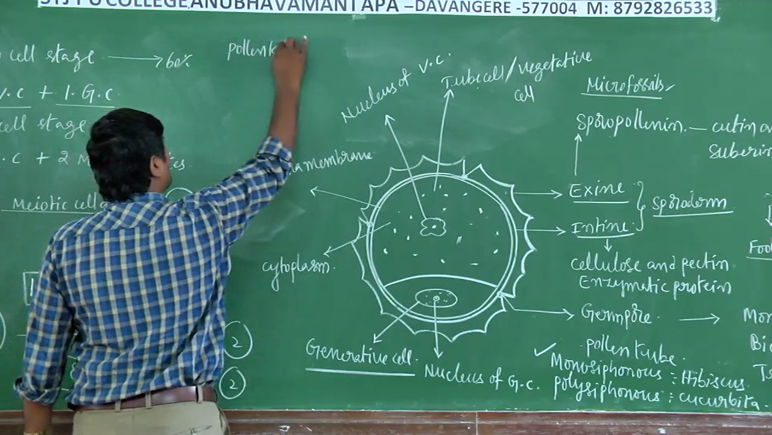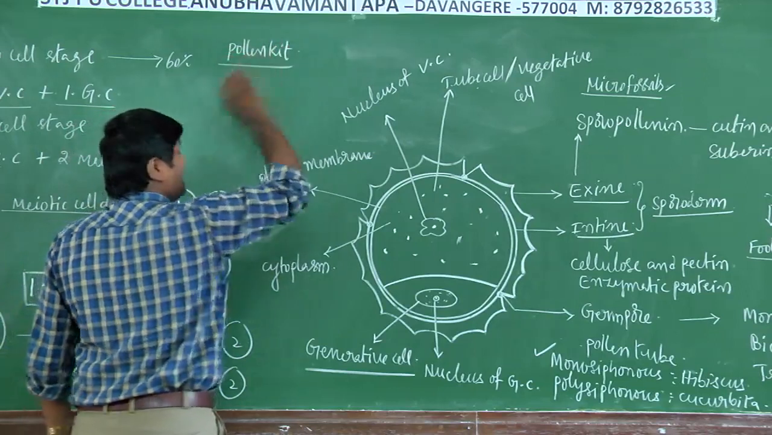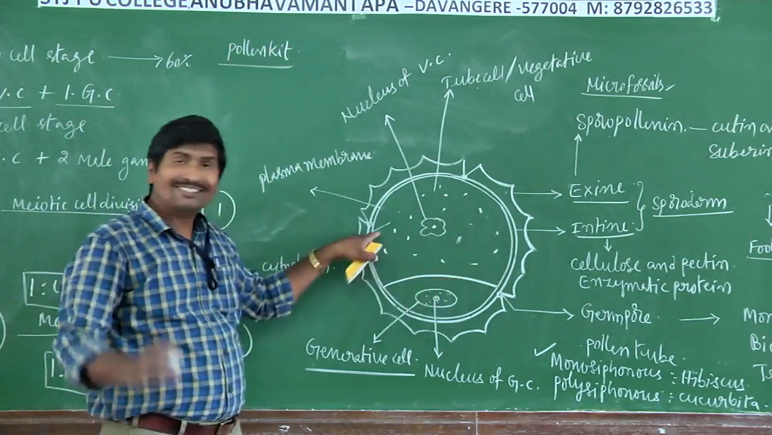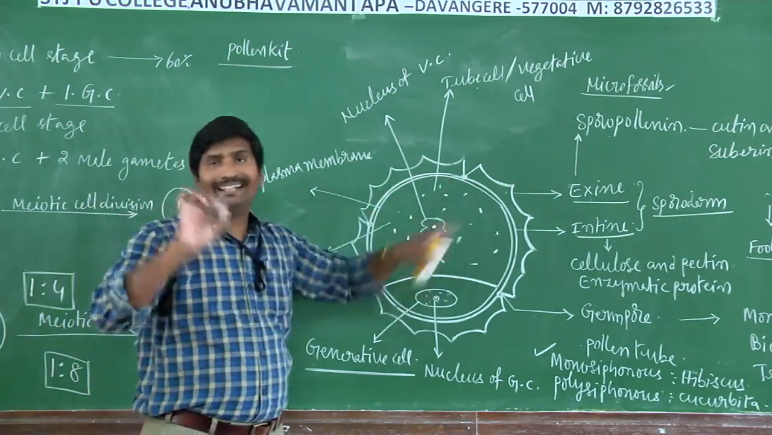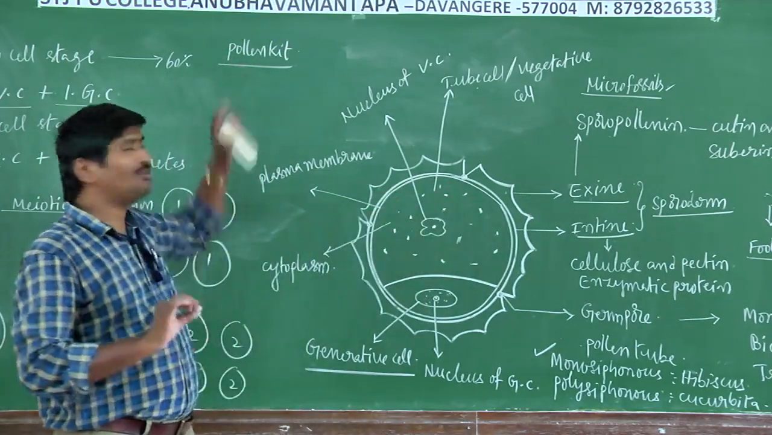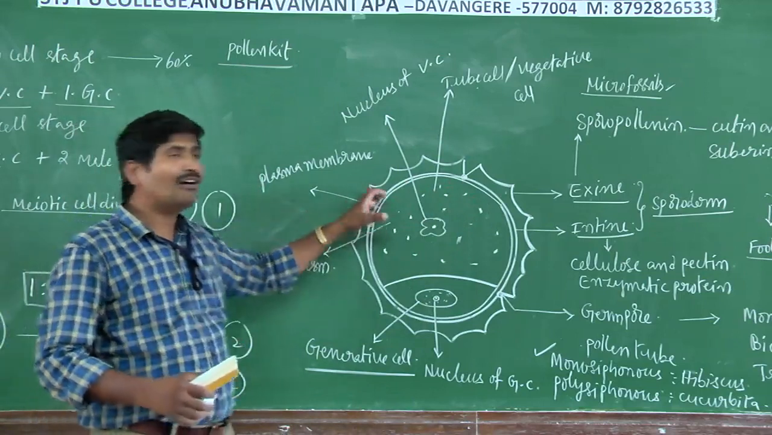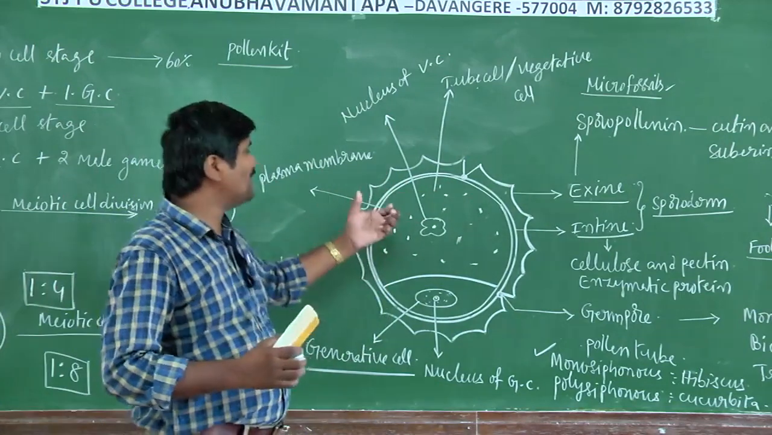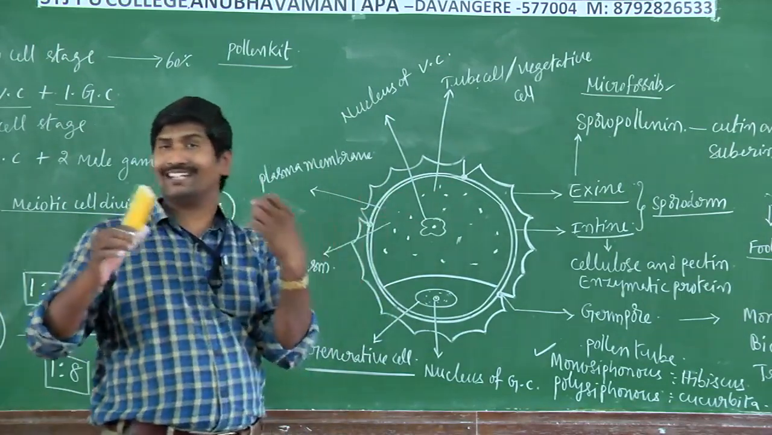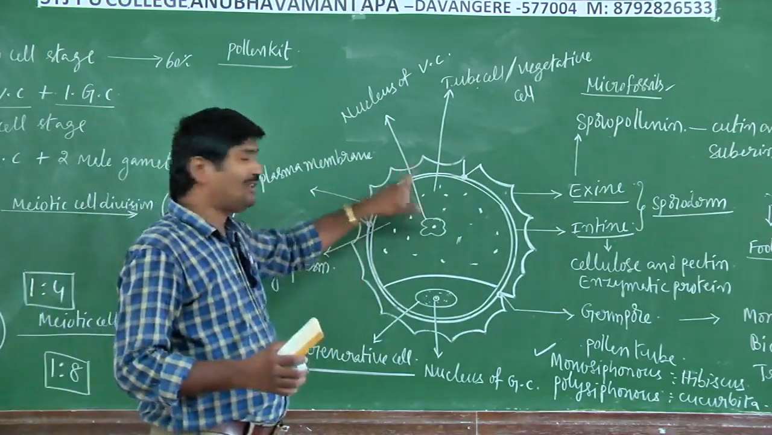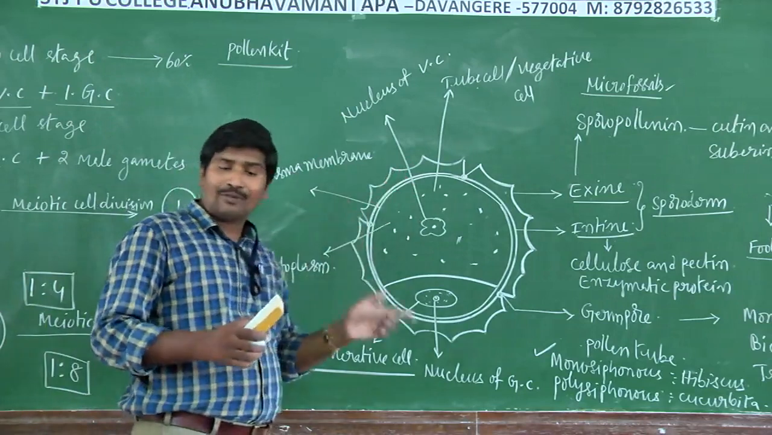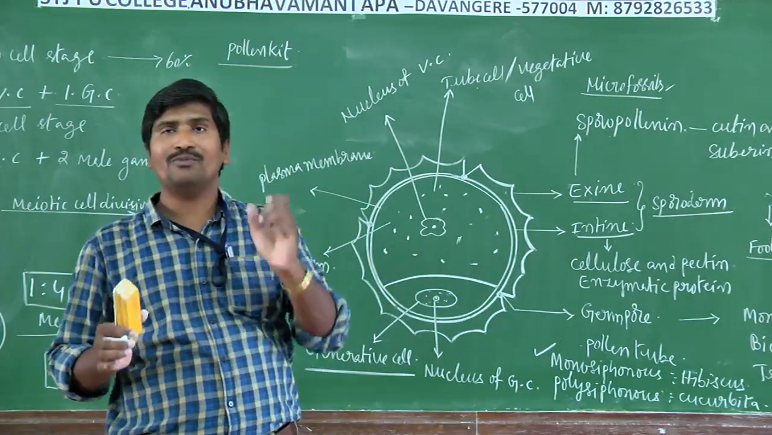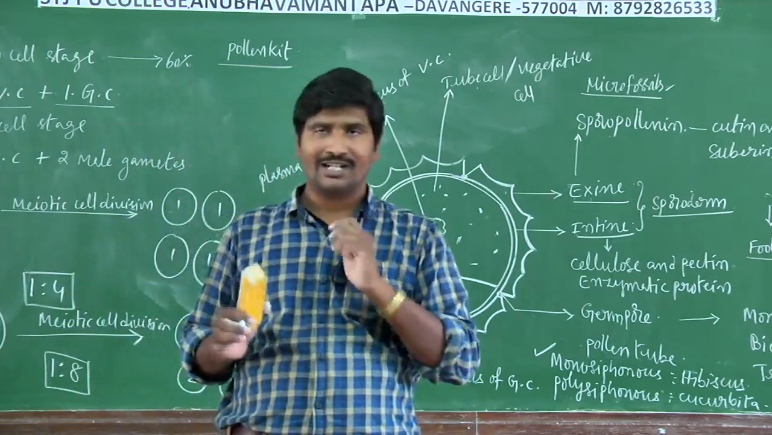Pollen kit. This pollen kit is sticky and oily in nature. It is responsible for the pollen grains adhering to the insect body, and when these pollen grains are attached to the insect body, automatically what happens? The pollen grains are carried from one flower to another flower. It is responsible for cross pollination.